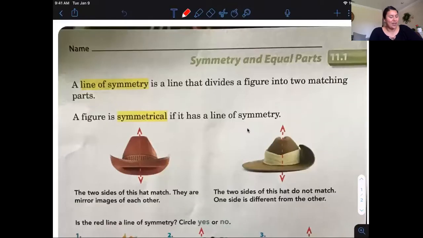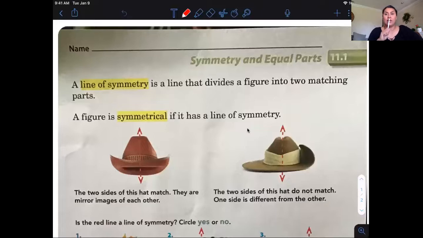All right, so we're gonna have to draw lines of symmetry on our paper. A figure is symmetrical if it has a line of symmetry. Okay, so look at these two hats. The two sides of this hat match. So kind of like how I folded my paper in half, both sides matched, right? This side and this side matched. So if I fold, let's pretend you could fold a hat in half, both sides would match on that first one. They are mirror images of each other.